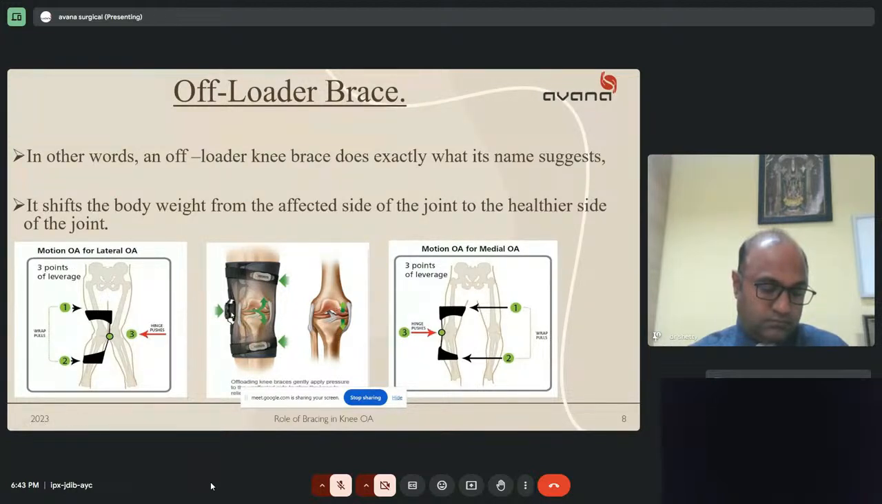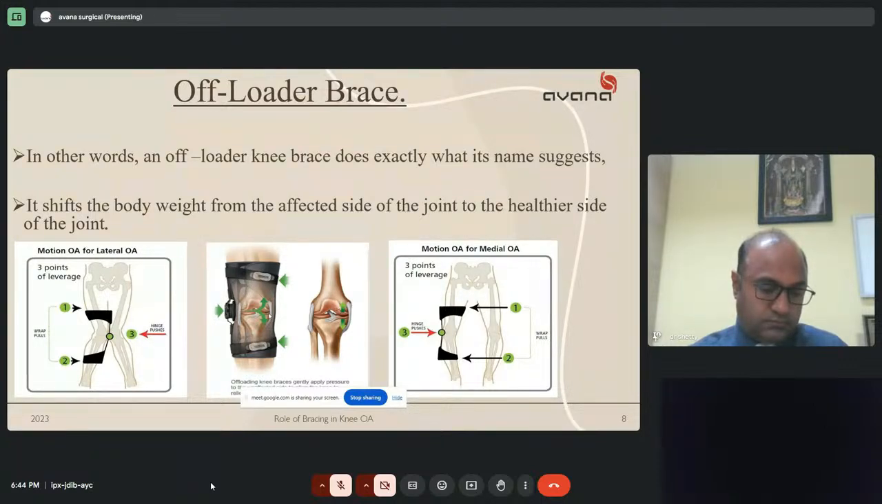It's a three-point pressure mechanism. With that, it will offload the knee. So if the deformity is there, we have to apply a brace accordingly, so that the thumb wheel dial has to be on the opposite side. So it will push the knee, and these two straps will apply pressure in the same direction, and the thumb wheel dial applies pressure in the opposite direction. So eventually it will open the joint space, or it will increase the joint space.